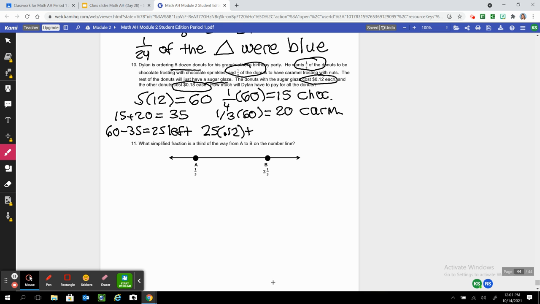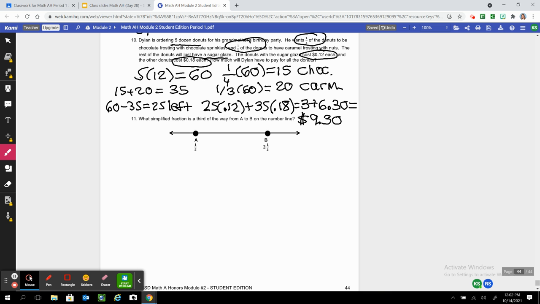plus 35 times 18 cents. So 25 times 12 cents is $3 plus 35 times 18 cents is $6.30. So we have a grand total of $9.30 as our total.